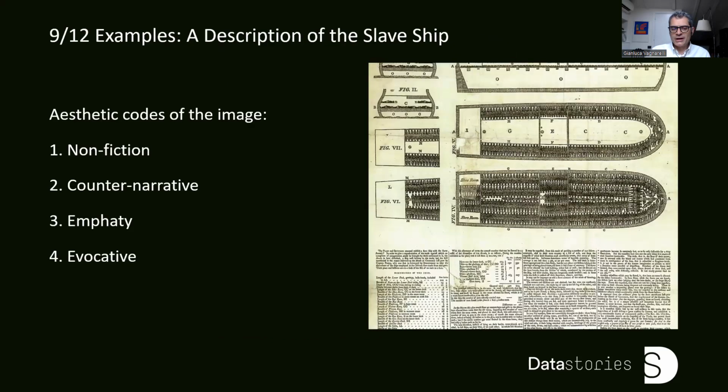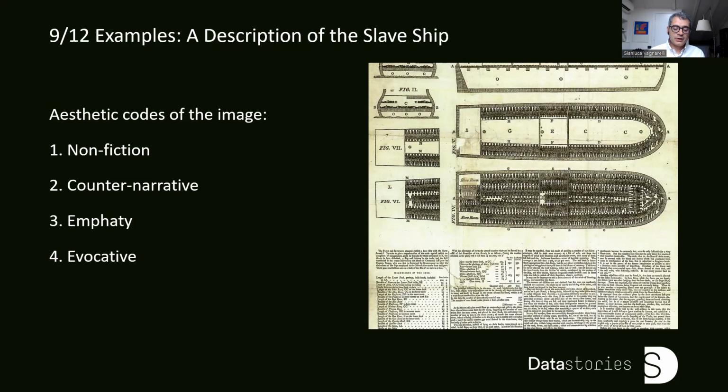But in the case of this particular image, the representation of the data about the slave trade, we also have interesting aesthetic codes that, even if they refer to this specific image, can be generalized and replicated in other contexts. So the first element is the non-fiction. A description of the slave ship does not represent an abstract idea of slavery, but a real boat of slaves in Liverpool.